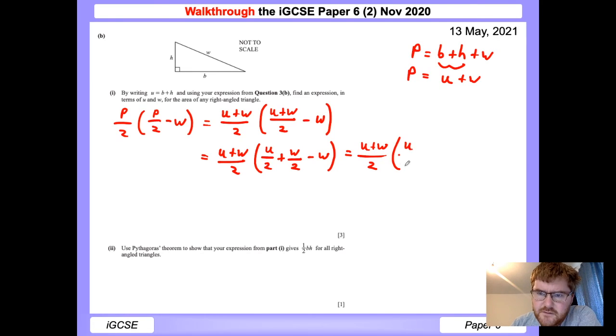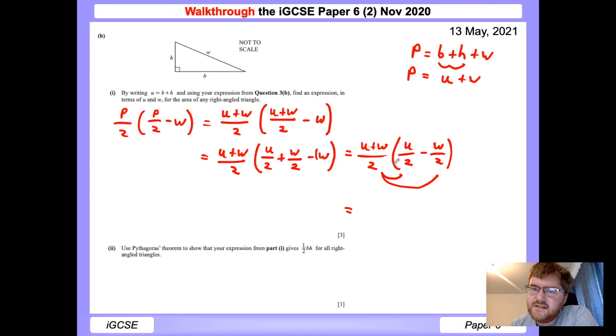So u over 2 stays the same. Remember that w over 2 is the same as a half w. So a half w minus 1 w is minus a half w. So minus w over 2. And at this point, now I've got denominators the same, it's going to make my life easier. I can actually just multiply out the single bracket. We could have done this earlier as well.